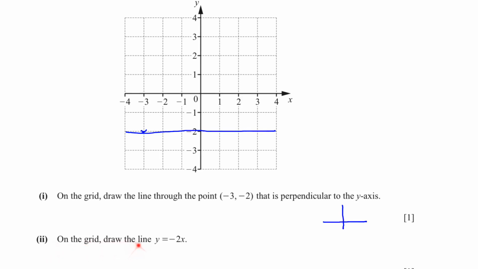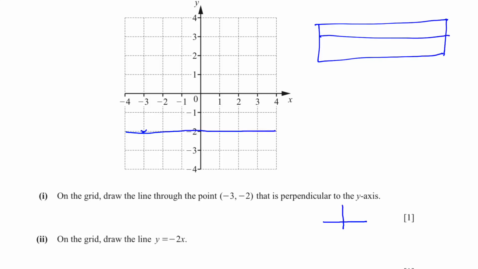The next question, on the grid, draw the line y is equal to negative 2x. It's a good idea to make a table and substitute a few values of x to find the corresponding y value. So we'll make the table here. This is x and this is y. When x is negative 4, in place of x here, substitute negative 4 and you will get 8. Take negative 1. When x is negative 1, negative 2 times negative 1 will become 2. Then when x is 0, y is also 0. When x is 2, what do you get? Negative 4.